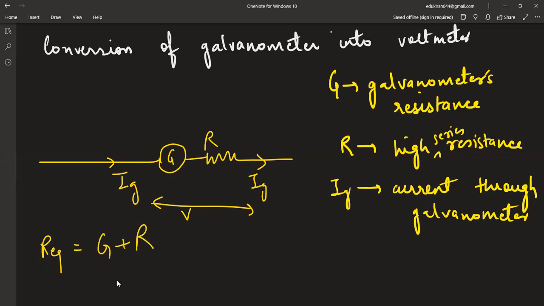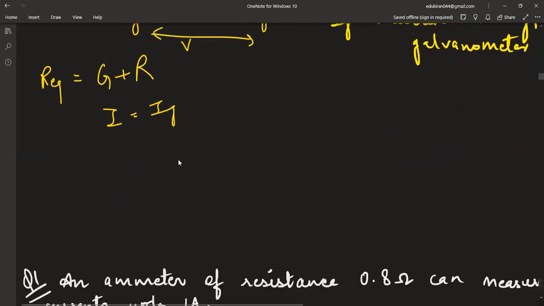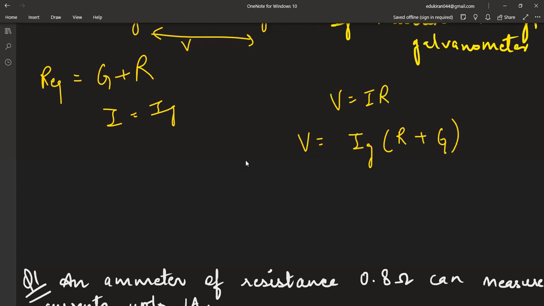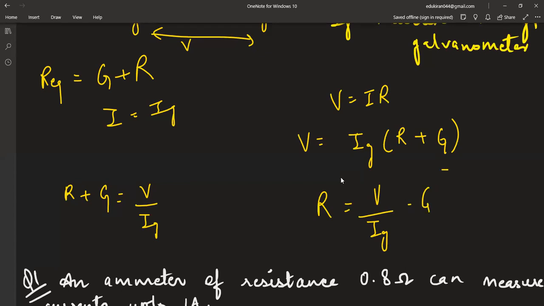So now you apply Ohm's law, and current is already Ig. Here current is Ig. When we apply Ohm's law, V is equal to IR. So potential will be current Ig times resistance R plus G. Check. Now see, from here, R plus G is V divided by Ig. So resistance value R is V divided by Ig minus G.